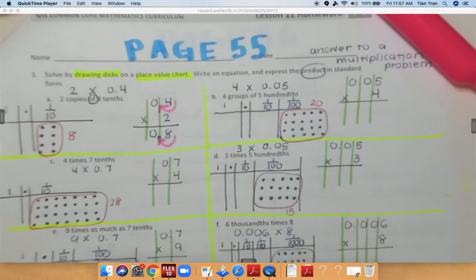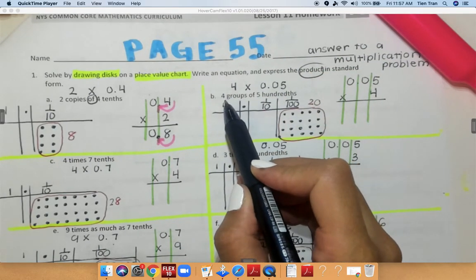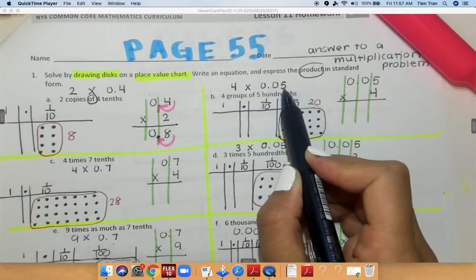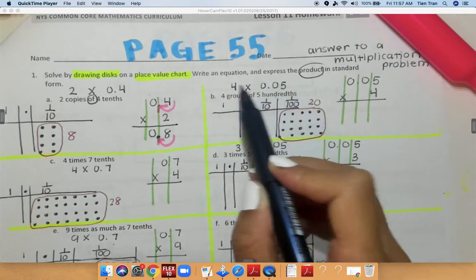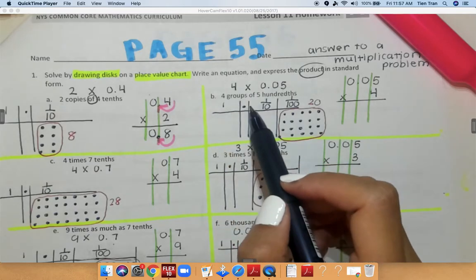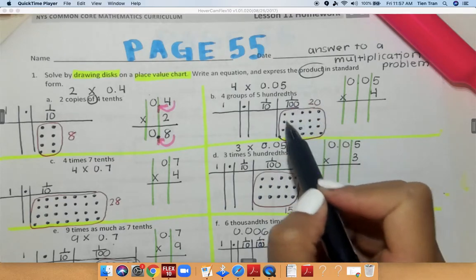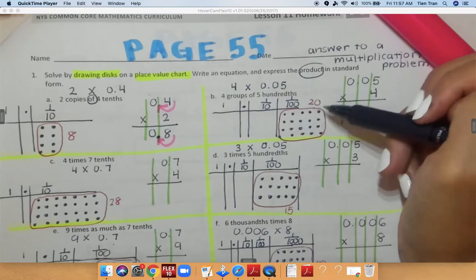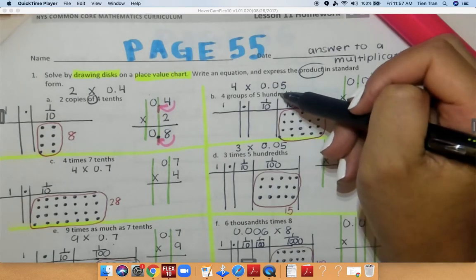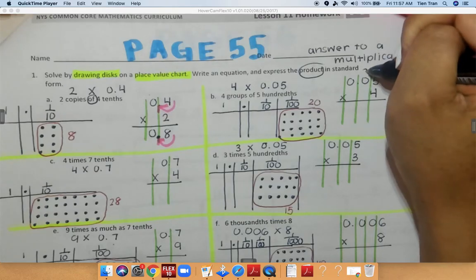Okay? Now we're going to try problem B. For problem B, they want you to multiply 4 times 500s. It says 4 groups of 500s. So what does that mean? You're multiplying your numbers, 4 times 5. And we know that 4 times 5 is equal to 20, right? So you would have 20 groups in the hundreds place.